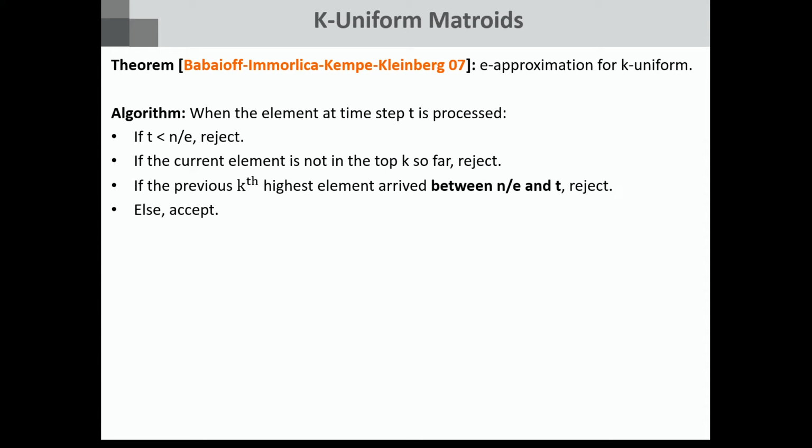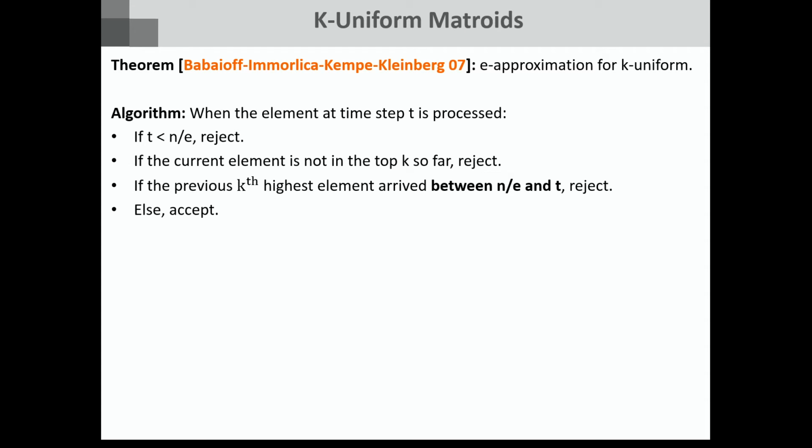Okay, so now I'm just going to get in. I'm just going to prove these three results, and that will be the rest of the talk. This is a theorem due to Babaioff, Immorlica, Kempe, and Kleinberg that shows that there is an e-approximation for k-uniform matroids. So what is the algorithm?